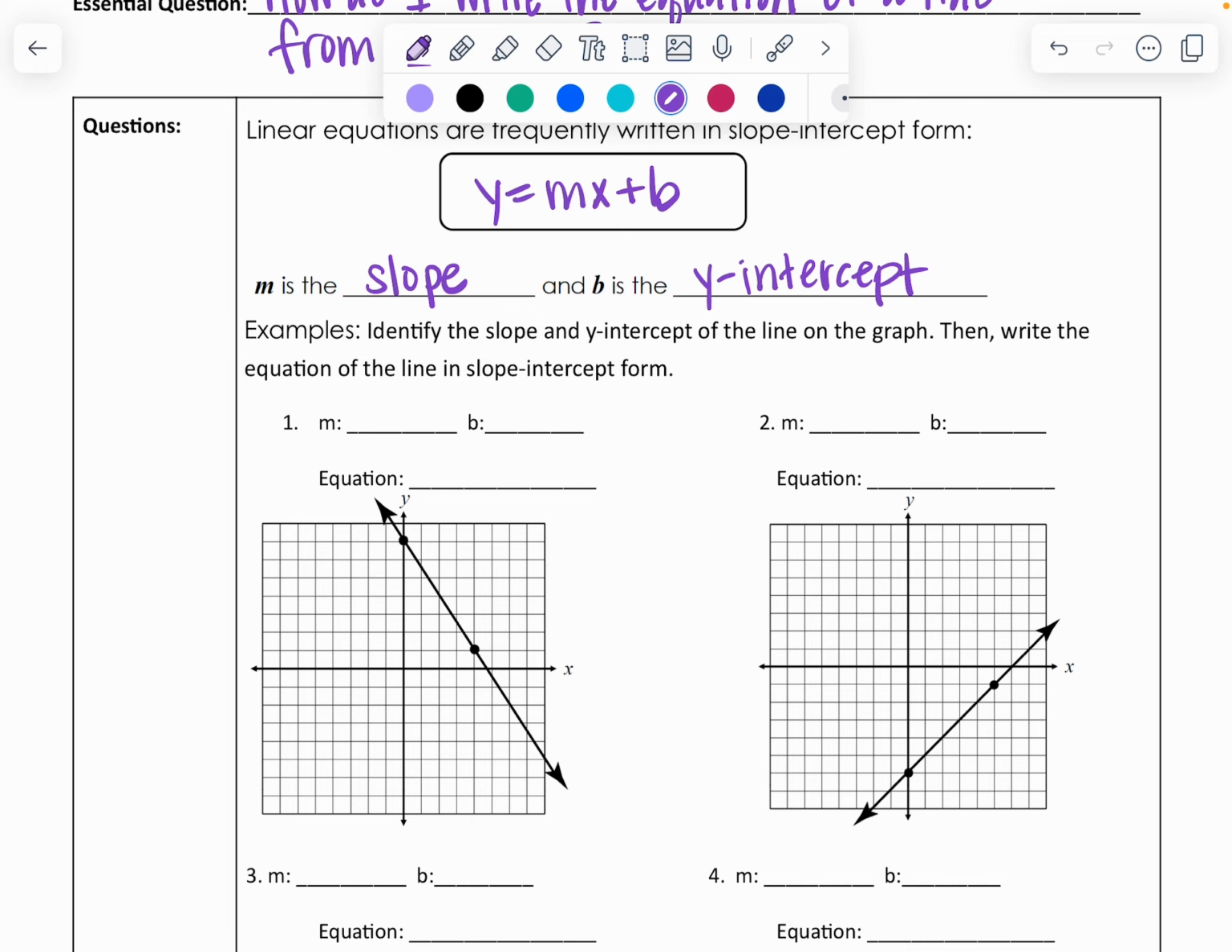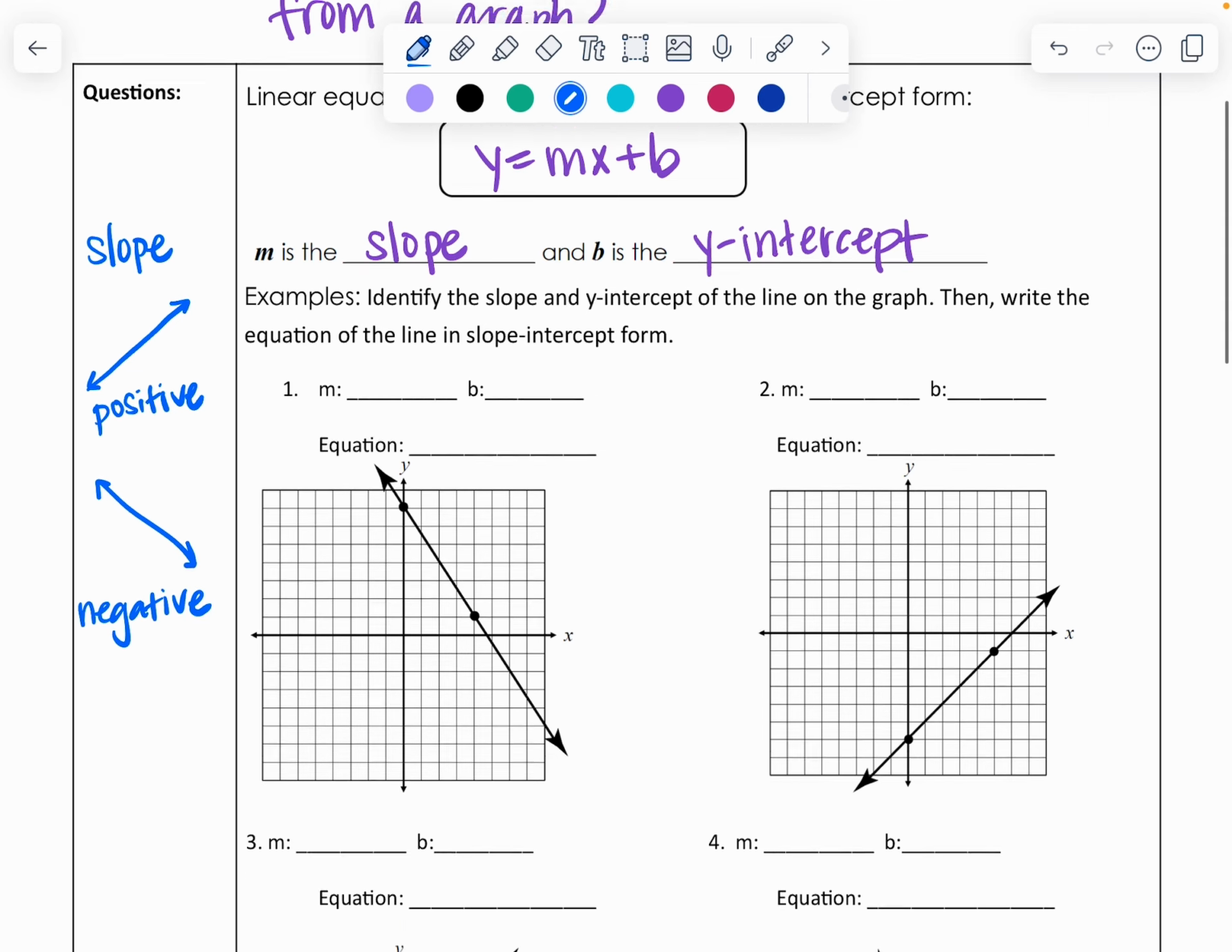So I just want to remind you about slope. If I have a line that slants upward from left to right, this is a positive slope. And if I have a line that slants downwards from left to right, that is a negative slope.